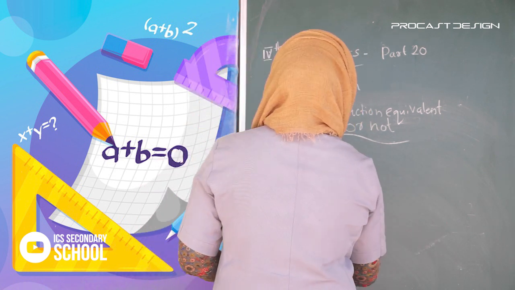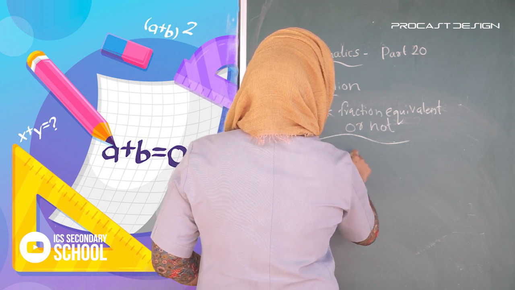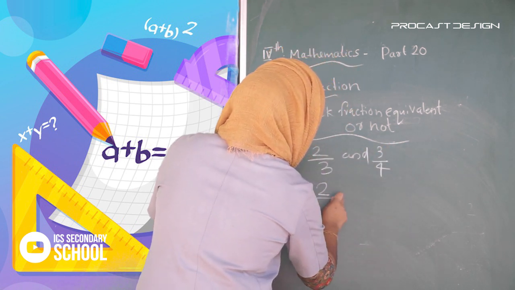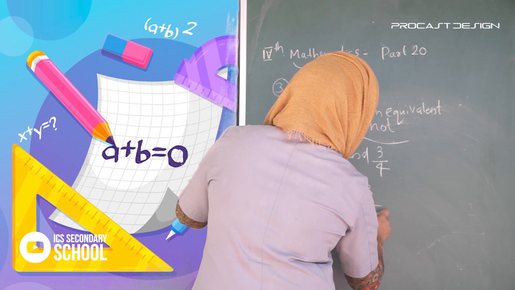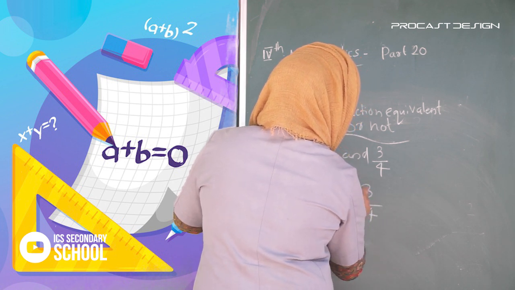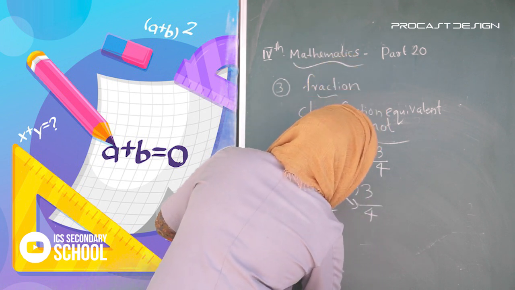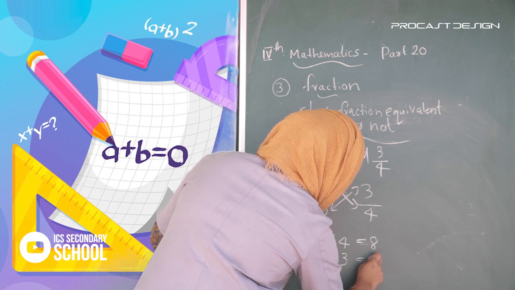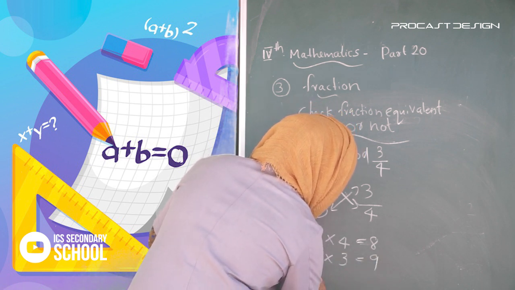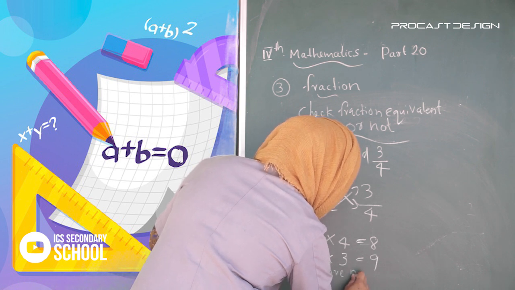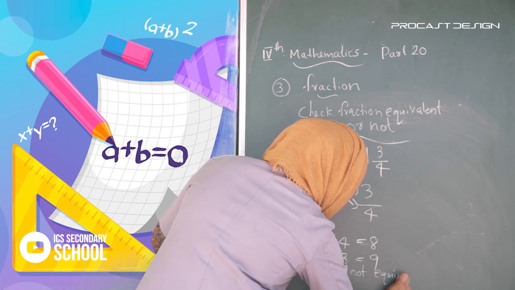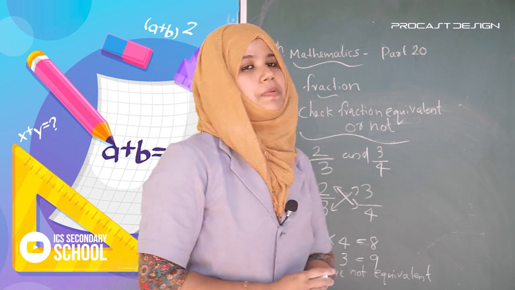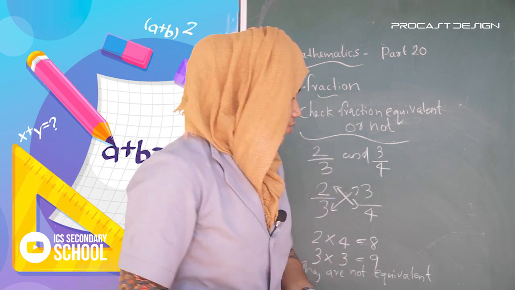Another example. Here, cross multiplication. 2 into 4 is 8. 3 into 3 is 9. So they are not equivalent. So you get the answer. By cross multiplication we can check whether fractions are equivalent or not.